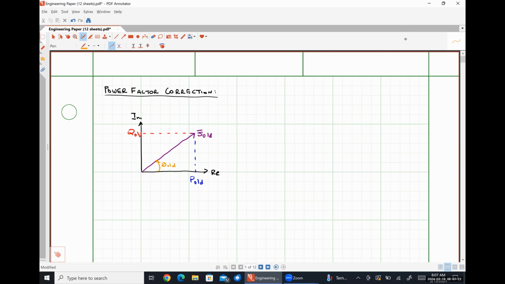Between the complex power vector and the positive real axis. So if I want my power factor to be larger or closer to 1, does that angle need to get larger or smaller? Smaller, right? So the cosine of 0 is 1. So the closer that we can get that angle theta to 0, the higher our power factor will be. Okay?